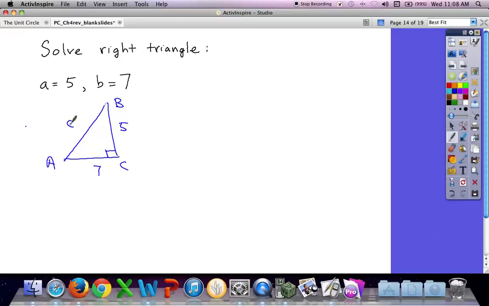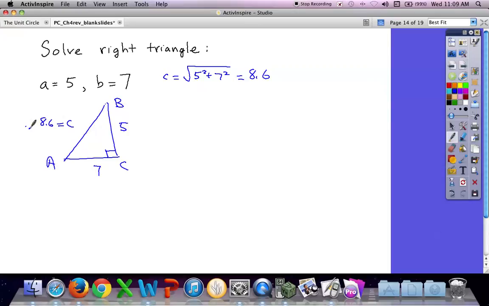It's Pythagorean theorem, right? You really don't need trigonometry for that. We can just say C equals the square root of 5 squared plus 7 squared. And you could turn that into a decimal. What is that? 8.6. Thank you. So this is 8.6.